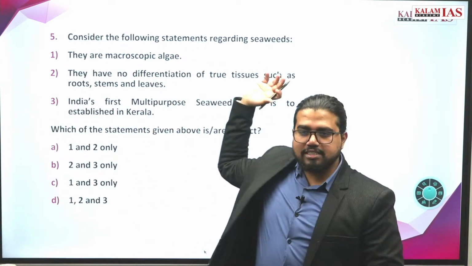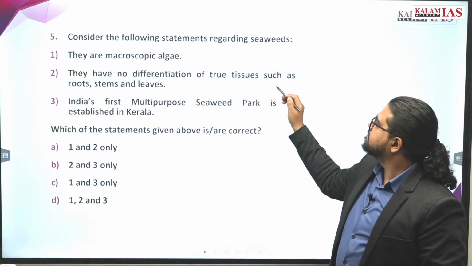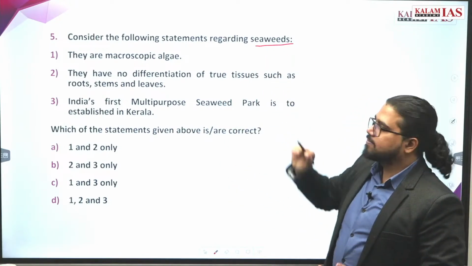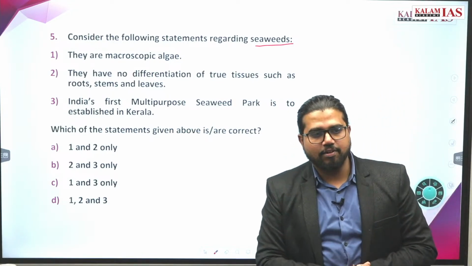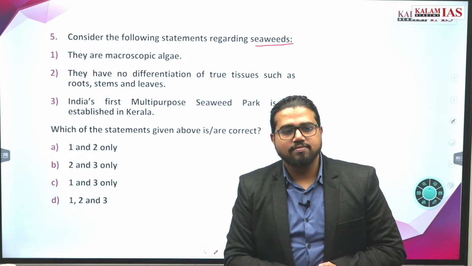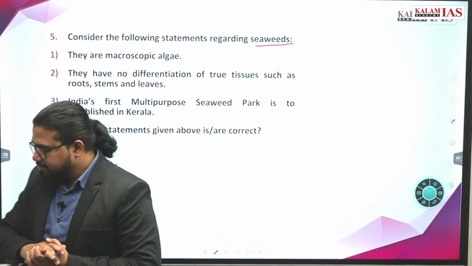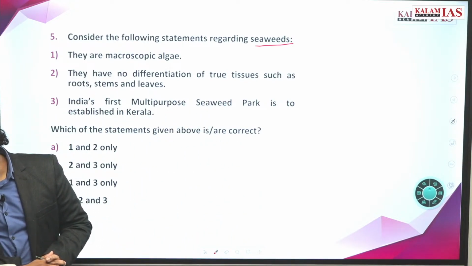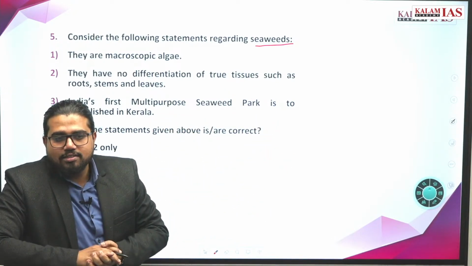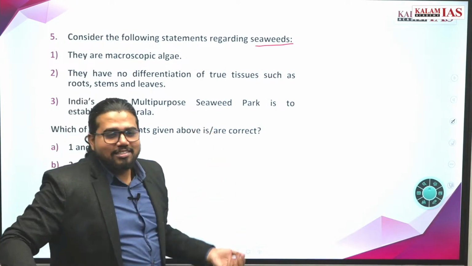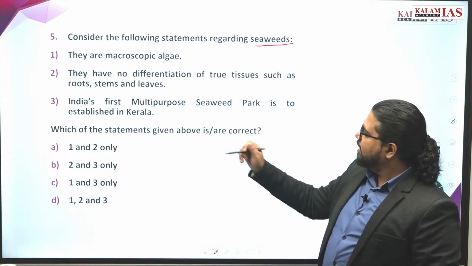So tell me what is the thought process in this question. Consider the following statement on seaweeds. Tell me how you approach this question. What is the basic concept which you can juggle with? Online students, you can comment the answers. What is the basic concept you can apply here? Something you have read in environment, something you have read elsewhere. No concepts? So what was your answer to this? C. B. Why?